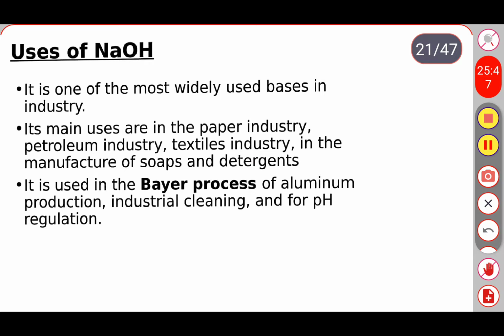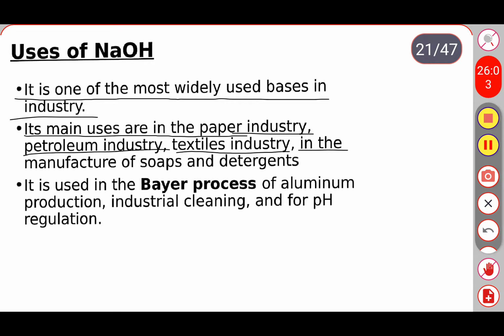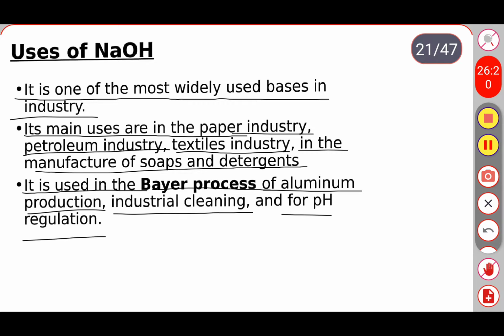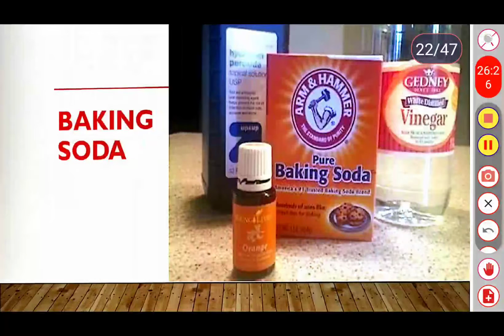First one, it is one of the most widely used bases in industries. Its main uses are in the paper industry, petroleum industry, textile industry, and in the manufacturing of soaps and detergents. It is used in the Bayer process of aluminium production, industrial cleaning, and for pH regulation. So these are some of the uses of sodium hydroxide.